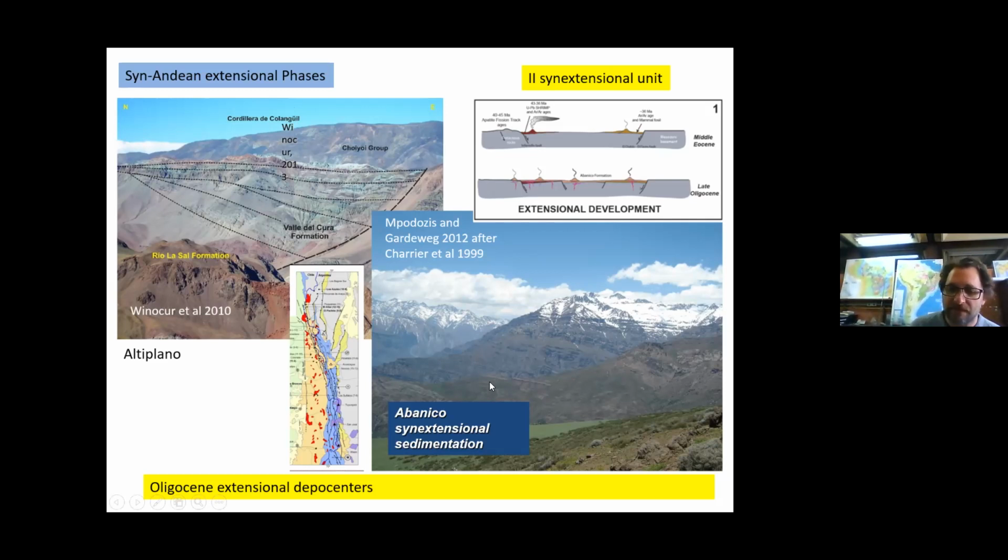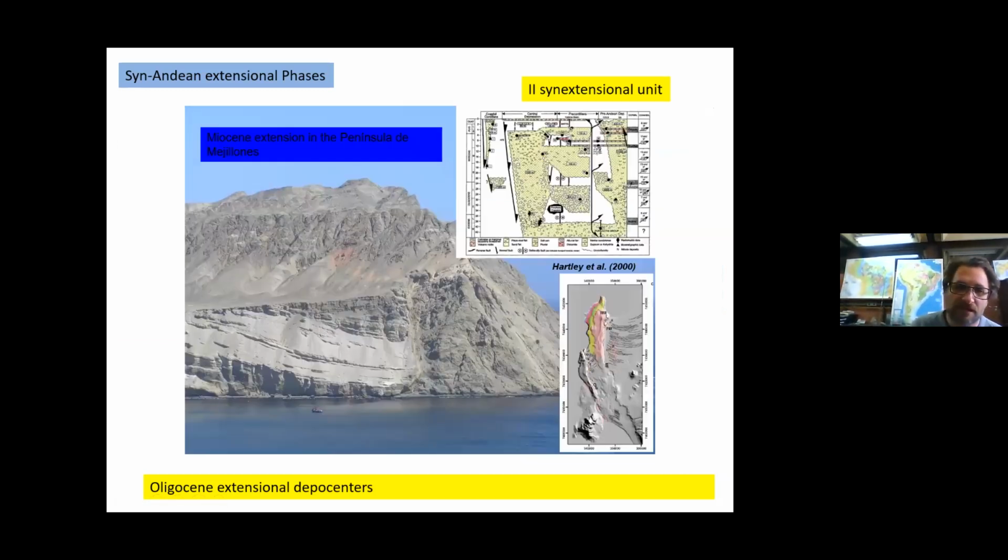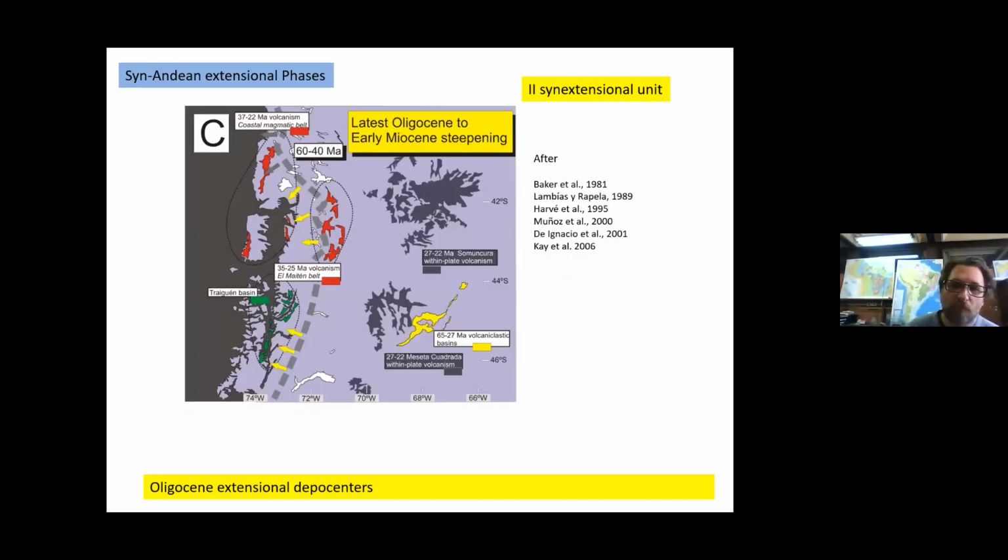And this extensional episode, which is late Oligocene in age, reaches the Pacific coast. You can see here the granitic basement, which is affected by normal faults and controlling a beautiful wedge-like deposit, which is Oligocene in age. And when we move again to Patagonia, in the Archipiélago de los Chonos, there is a series of islands here, which are composed of late Oligocene sedimentation and volcanism, which correspond to the Traiguén Basin.